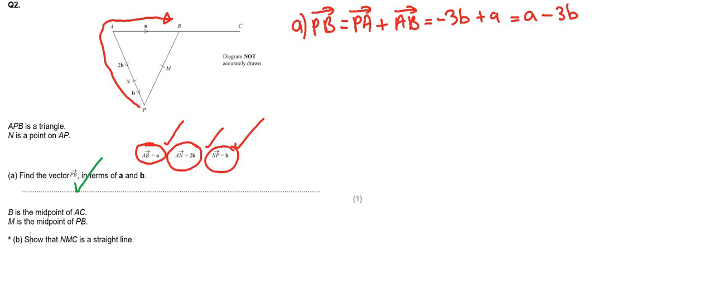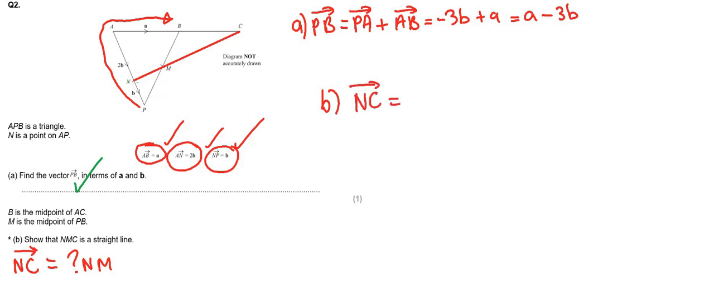Right, now we're going to show that NMC is a straight line. The way we're going to do that is we're going to use parallel vectors. We're going to show that N to C is equal to something times N to M, which means that this red line is the same line as NM, but it's just a bit longer, which means that basically NMC is a straight line. So the first thing we need to do is work out what NC is and what NM is. Let's work out what N to C is.